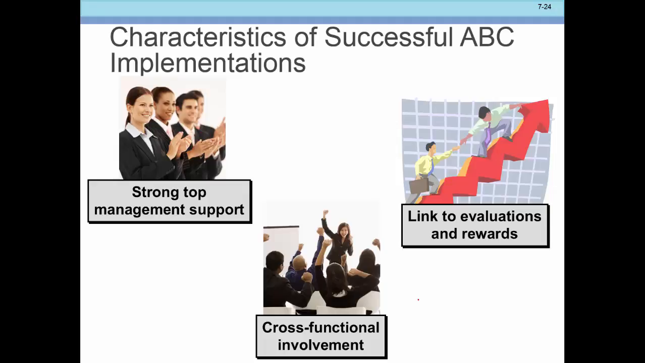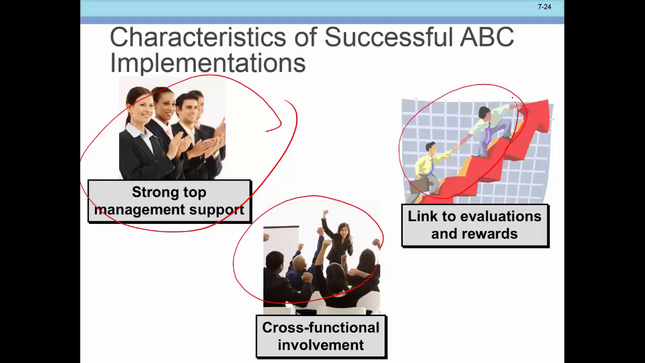Do you think you're going to get this reaction that you're seeing here? Which of these reactions do you think you're going to have? Do you think you're going to have the people clapping? Do you think you're going to be getting the fist pumps? Or do you think you're going to be this guy trying to drag everybody up the stairs of profitability? What do you think? Strong top management support.